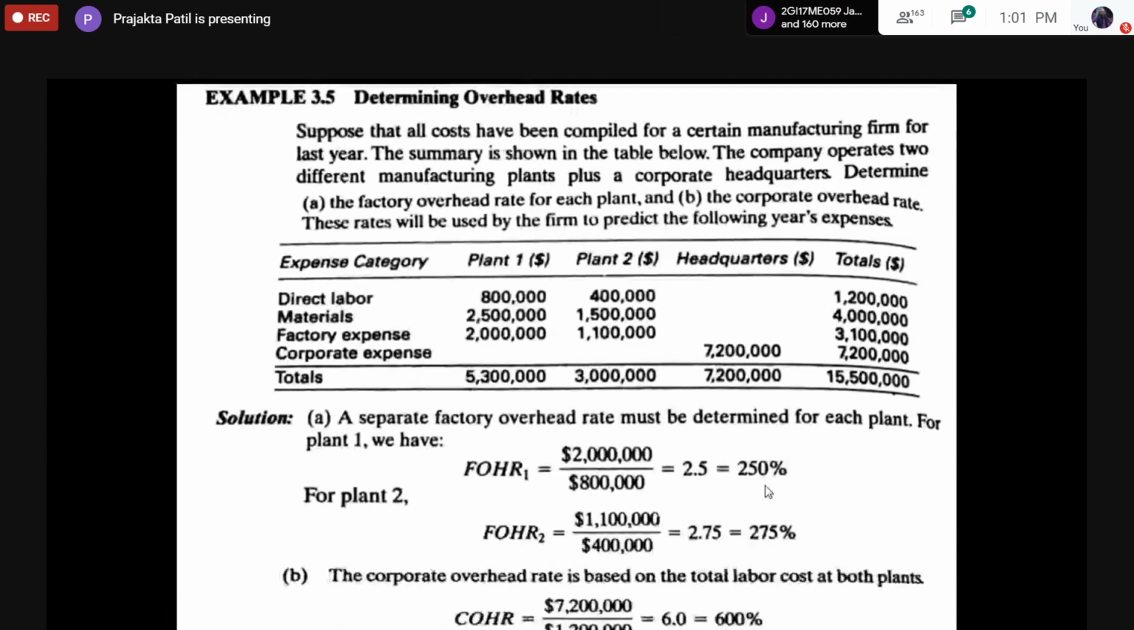So the corporate overhead rate is based on the total labor cost at both plants. You have the corporate expenses here. It is with respect to the headquarter under which you have both these plants. So the corporate overhead expenses is 72 lakhs. This is divided by the direct labor cost of plant 1 and plant 2, so it should be 8 lakhs plus 4 lakhs. That will give you the corporate overhead rate. Understood? Simple problem.